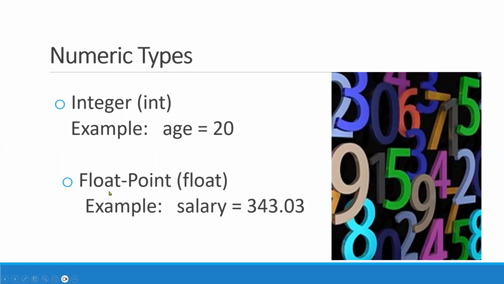The second type of numeric type we have here is the floating point, or float. And float represents real numbers with decimal points. Example here, we have salary equals 343.03. So this number has two decimal places, and this number is assigned to the variable salary, and the 343.03 is a float.